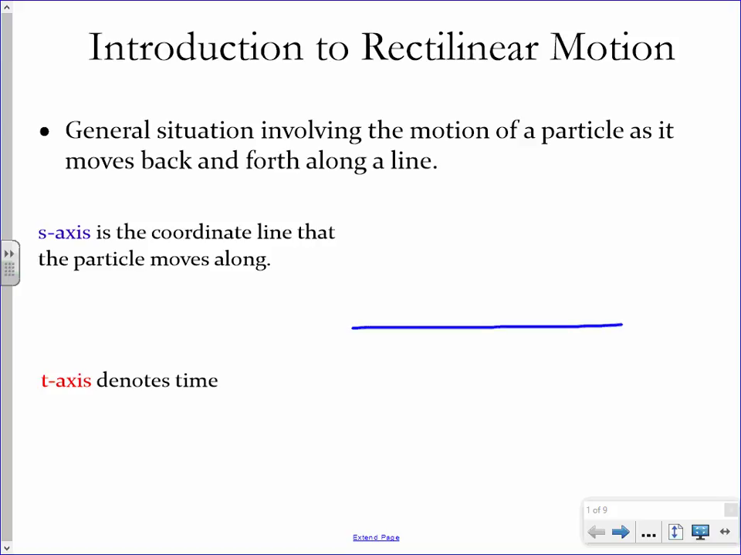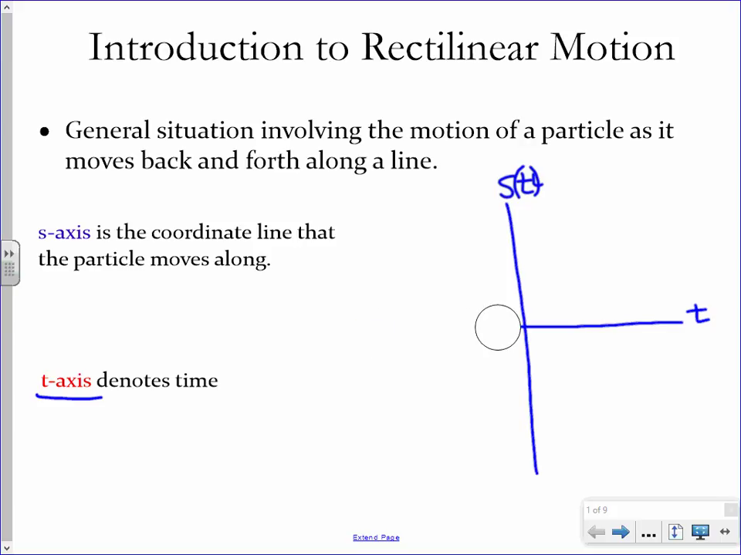When we are given a graph, we're going to have a t-axis instead of an x-axis, and our y-axis is going to be our position. You're probably not going to see the second or third quadrant at all, because where does time begin? At 0. Did you say that? Rectilinear motion.